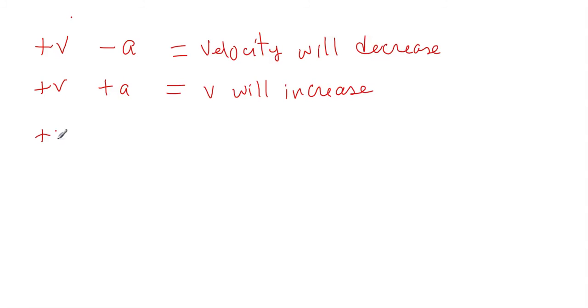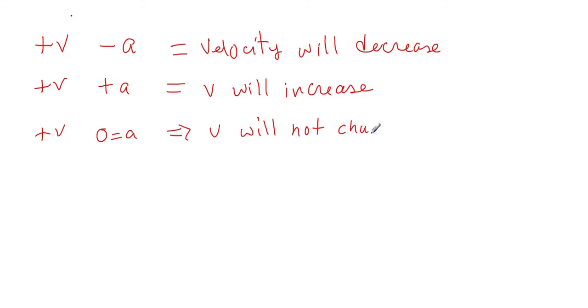If I have a positive velocity and 0 acceleration, then my velocity will not change. Just changing this up. If I have a negative velocity and a negative acceleration, I'm going to make these into arrows. My velocity increases in the negative direction.